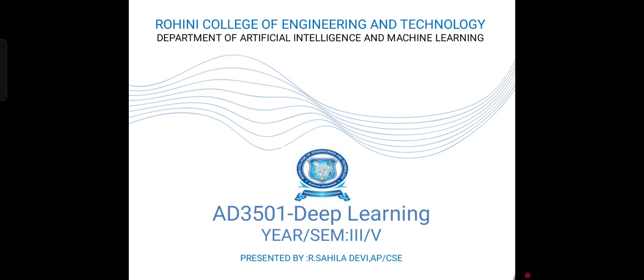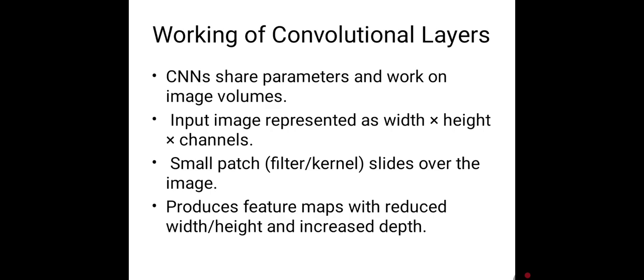Today we are going to discuss the topic: working of convolutional layers. First, we are going to discuss the working of the convolutional layer. Convolutional neural networks use parameter sharing and operate directly on image volumes. An input image is represented as width into height into number of channels. A smaller patch called a filter or kernel slides over the image. At each position, the filter extracts important features like edges, textures and patterns. The output produced is called the feature map, which usually has reduced spatial dimension but increased depth, depending upon the number of filters used.